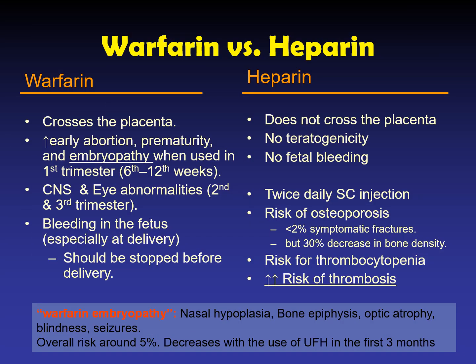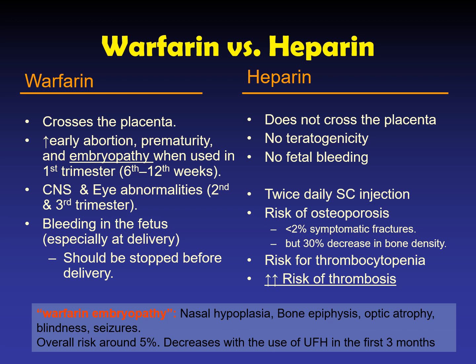So warfarin versus heparin. Warfarin, as we know, crosses the placenta and can cause early prematurity and embryopathy when used in the first trimester, CNS and eye abnormalities, and bleeding in the fetus, and should be stopped before delivery. There is a warfarin embryopathy: nasal hypoplasia, bone epiphysis abnormalities, optic atrophy, blindness, seizures, with an overall risk of 5%. This decreases with the use of unfractionated heparin in the first 3 months.